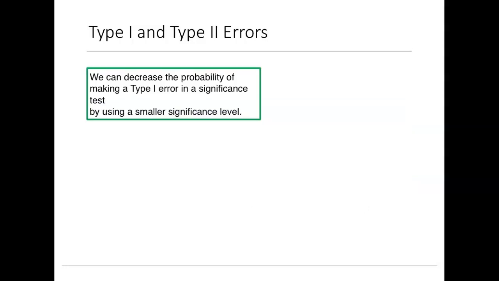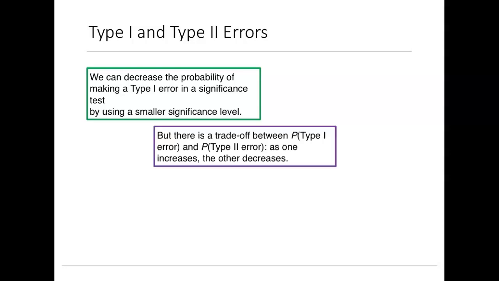The probability of type 1 is alpha. We can decrease the probability of a type 1 error by decreasing the significance level. But there's a trade-off between type 1 and type 2. So when you decrease the probability of committing a type 1, you're increasing the probability that you commit a type 2 error.